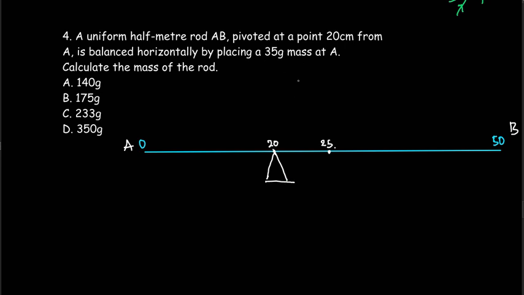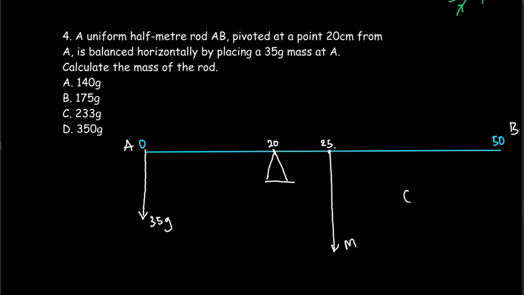If it is balanced horizontally by placing a mass of 35 gram at A, so exactly at the 0 mark, a mass of 35 gram is placed. Calculate the mass of the rod. So the mass of a body acts along its center of gravity, and the center of gravity of a uniform half meter rule is going to be at the 25 cm mark. So we're looking for this mass M.